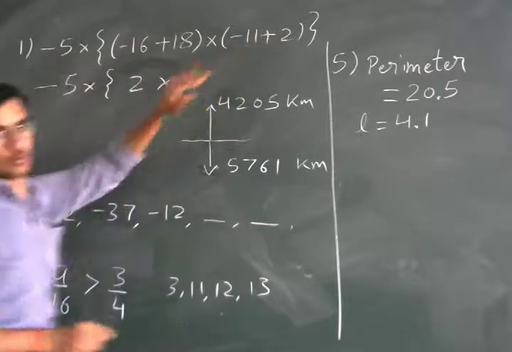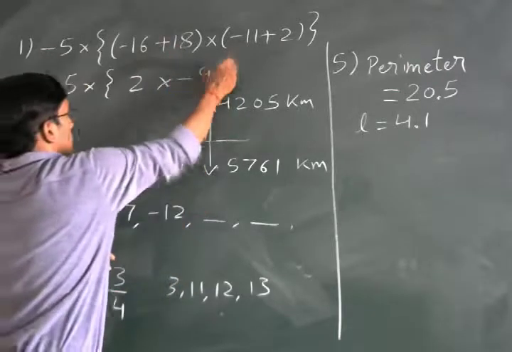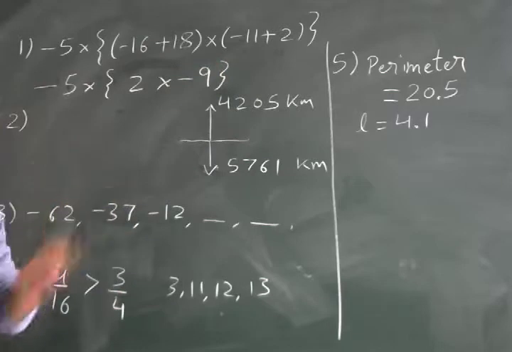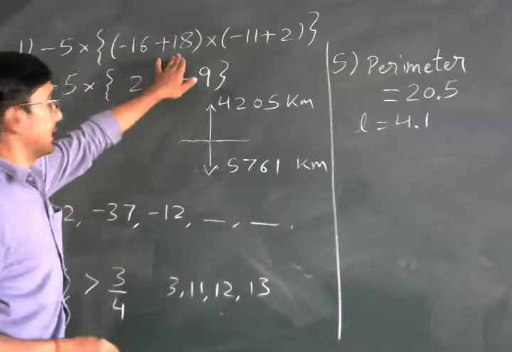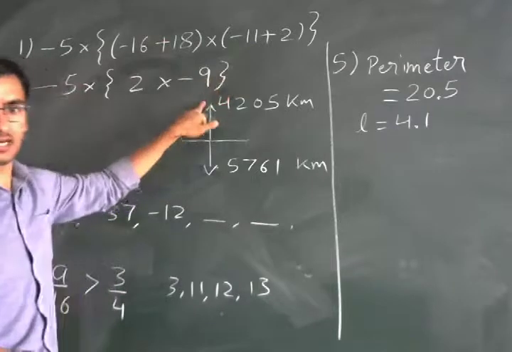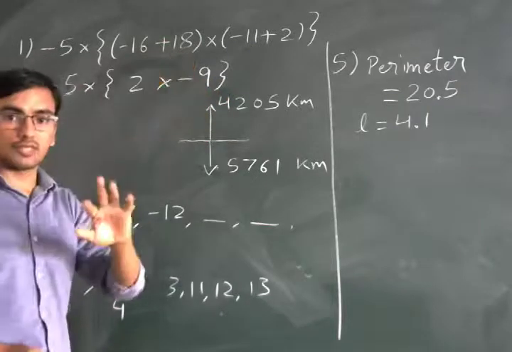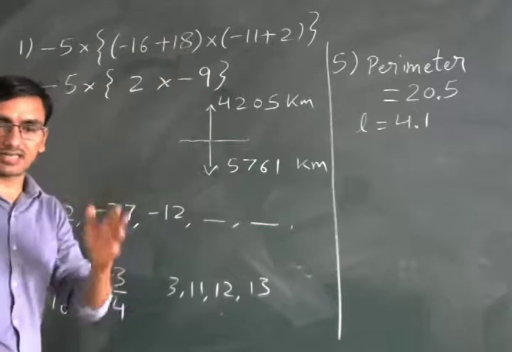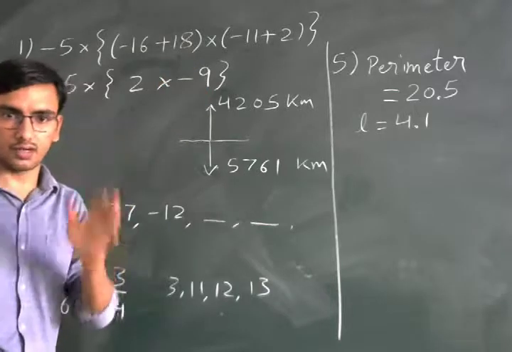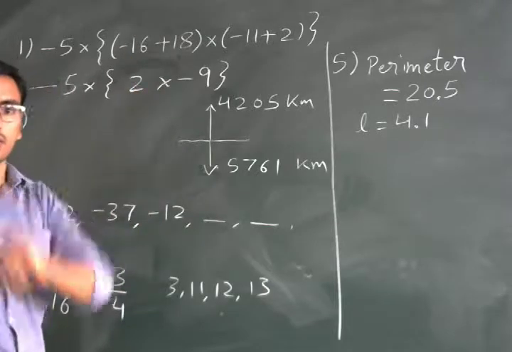Minus 11 plus 2 will become minus 9. You know, plus and minus will be minus, and the sign will come from the bigger number. Here 18 is bigger, so there is 2. Here minus 11 is greater, that's why it is minus 9. When there are different signs, one plus and one minus, we do subtraction, and we put the sign of the bigger number.